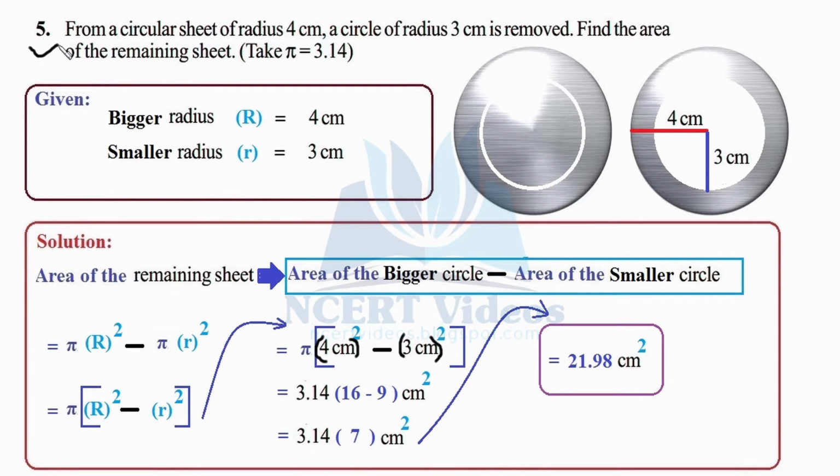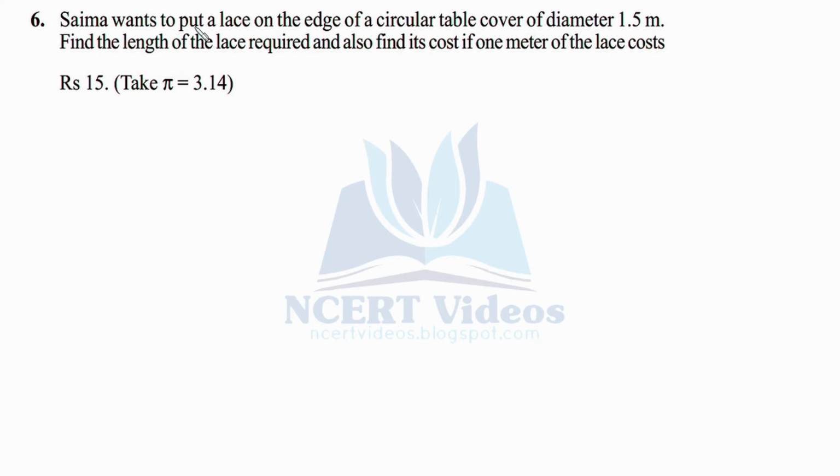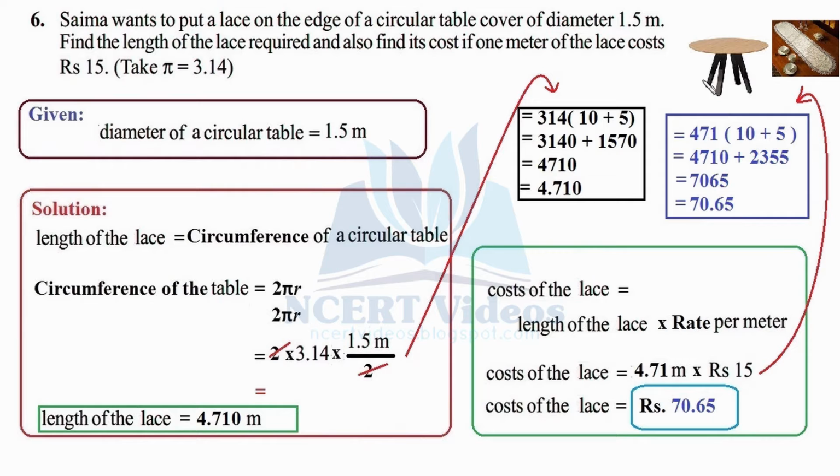That's the fifth. Question 6. Saima wants to put a lace on the edge of a circular table cover of diameter 1.5 meter. Find the length of the lace required and also find its cost, if 1 meter of the lace costs rupees 15. Take pi equals 3.14. So the question says, Saima, obviously a girl, at a table. She wanted to put a lace over a cover. So you have to find the length of the lace and its cost, when the given part is the diameter of this circular table, that is 1.5 meter.